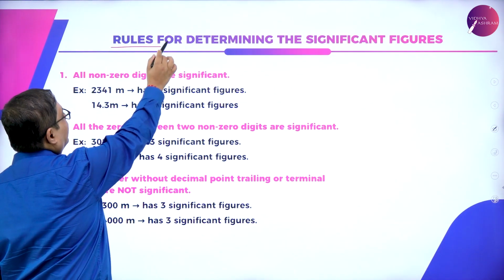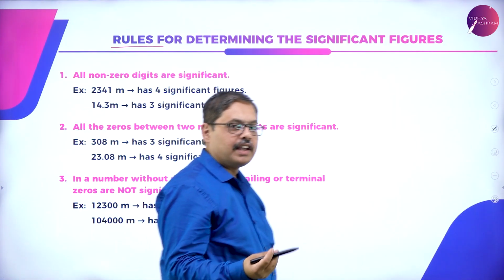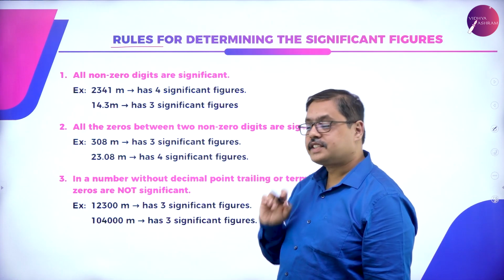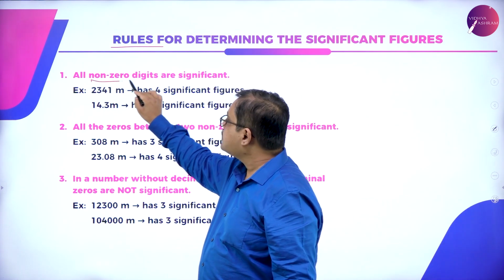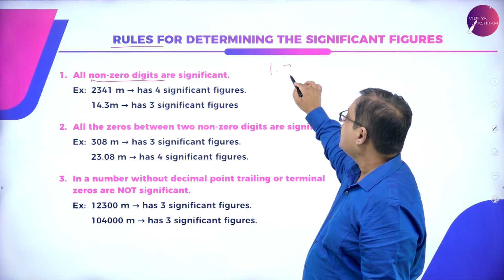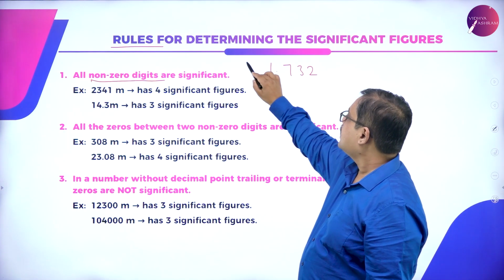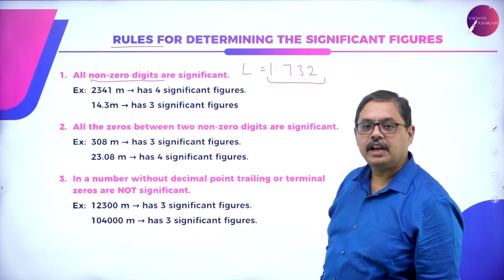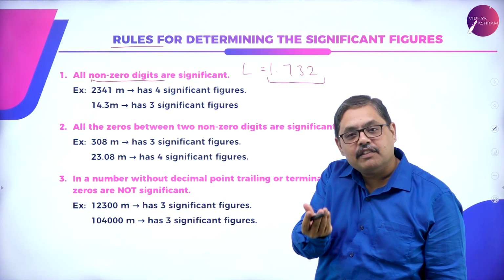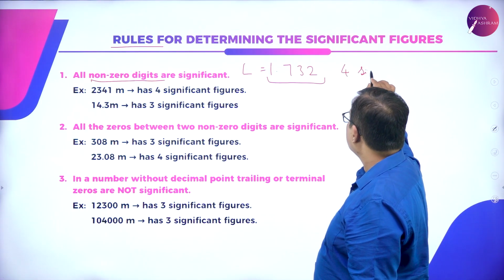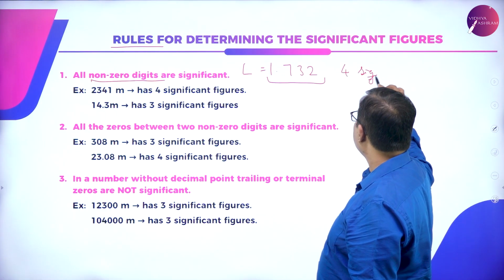Rules for determining the significant figures. There are 5 rules. Let us have a look at them one by one. The first rule says all non-zero digits are significant. As I wrote, 1.732 is the length of the table. Here, all 4 digits are significant. If you ask me how many significant figures are there in this number, I'll say there are 4 significant figures.